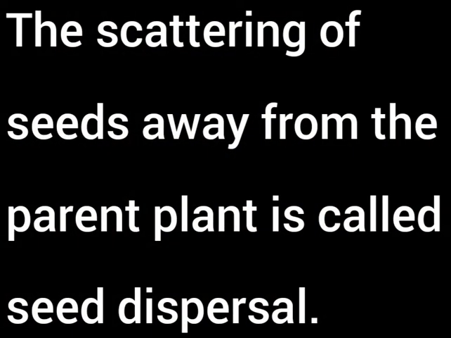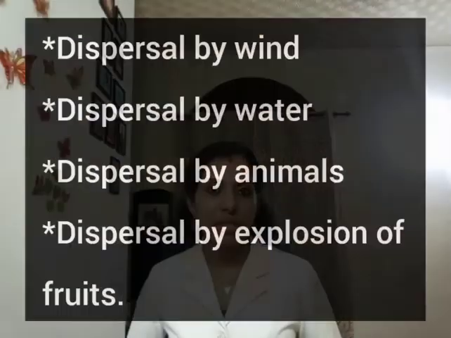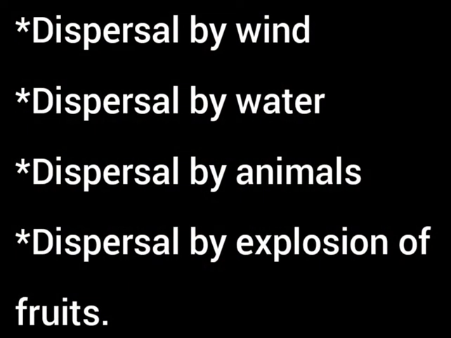This process of scattering of seeds far away from the parent plant is known as dispersal of seeds. Seeds are scattered with the help of wind, water, animals and also explosion of fruits. So wind, water and animals are called agents of dispersal. So what is dispersal of seed? The scattering of seed away from the parent plant. There are different ways of dispersal: by wind, by water, by animals and by explosion of fruits.